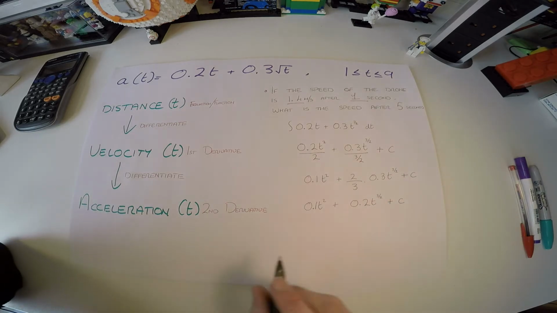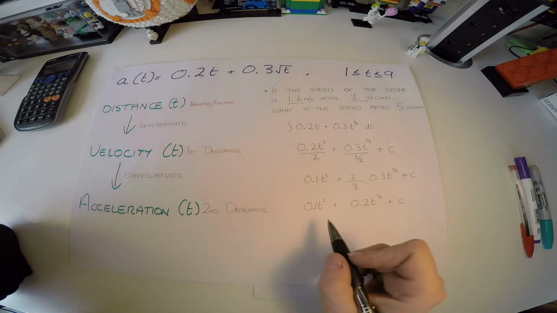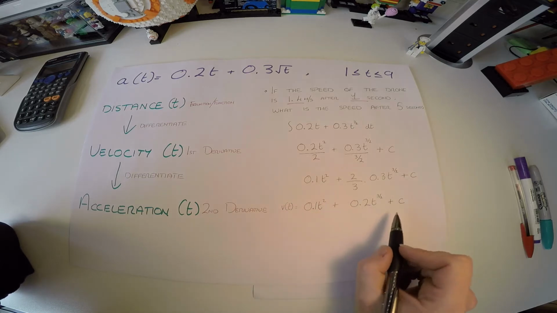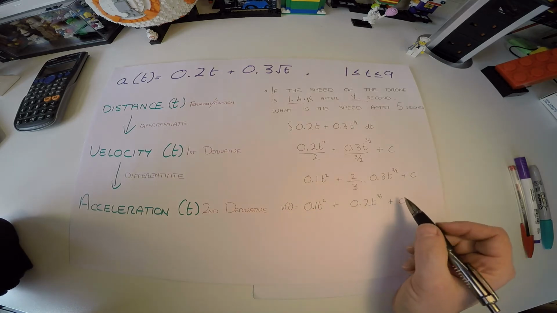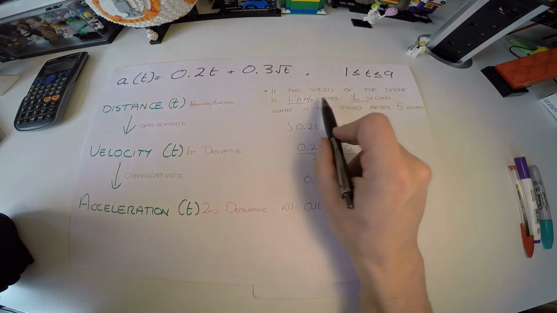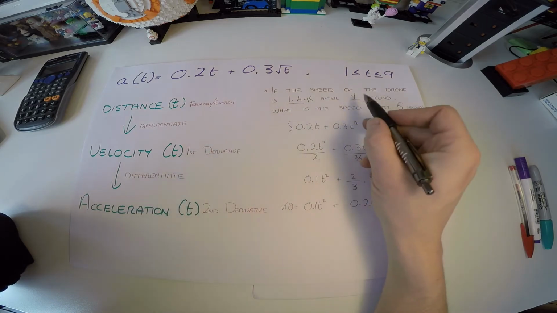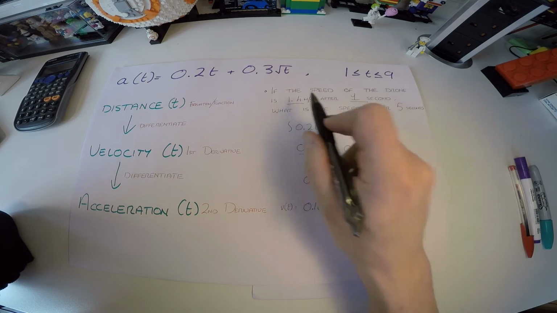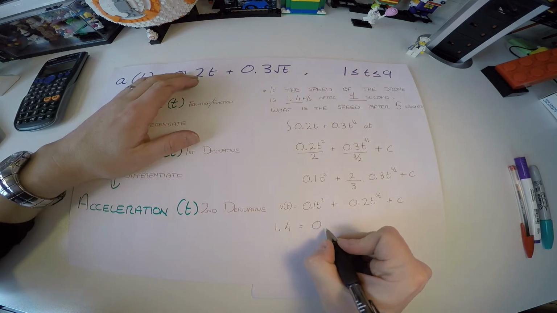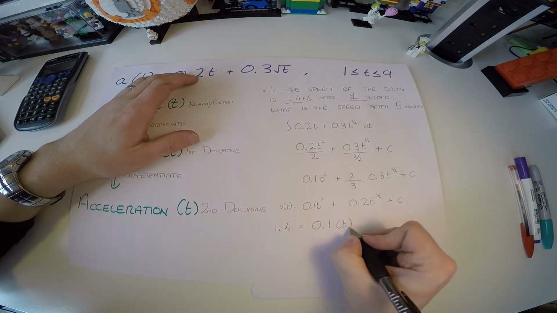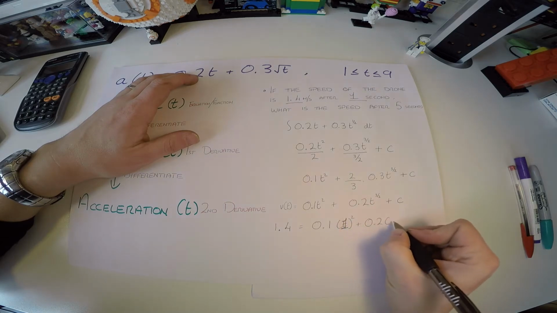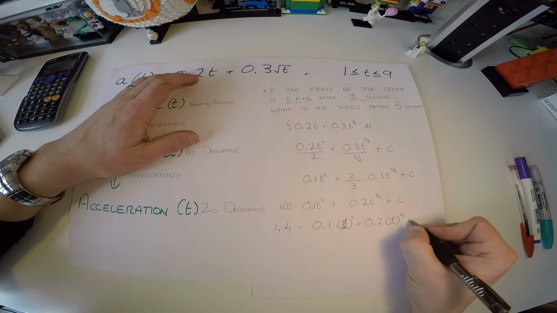Okay, so this is our integral of a over t, but this is a velocity function, so we can call this v of t if you like. Now one thing that we don't want is this plus c, and that's why they gave us this information. Well, they said after 1 second, the speed is 1.4. So that means that if we replace t by 1, we should get an answer of 1.4. So essentially I can make this equation 1.4 equals 0.1 times 1 squared, plus 0.2 times 1 to the 3 over 2, plus c.